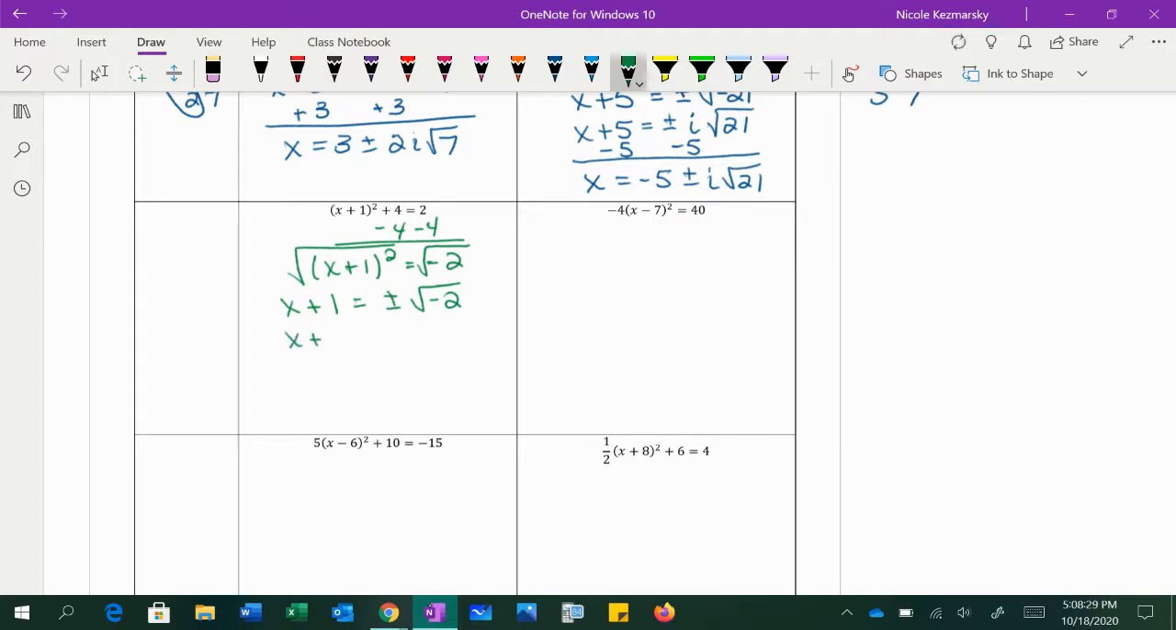I'm going to take the square root of -2. -2 has a negative sign, but it's not a perfect square. So we're just going to write plus or minus i root 2. And then subtract the 1. Remember, put that 1 in front of the plus or minus. So -1 plus or minus i square root of 2.